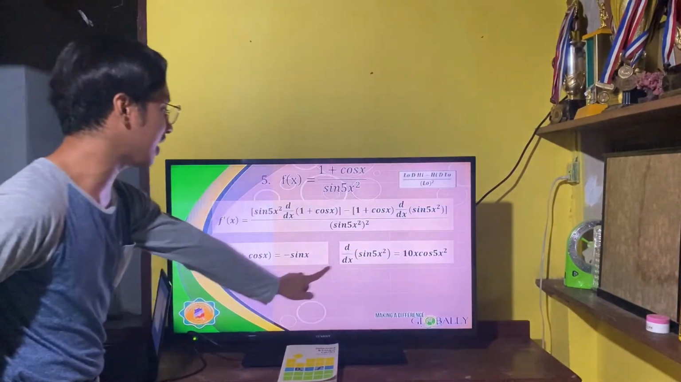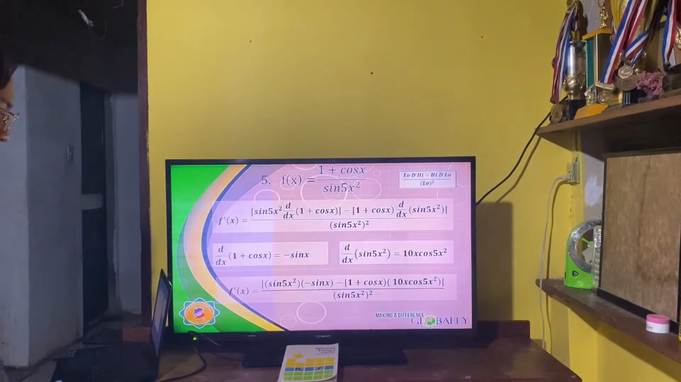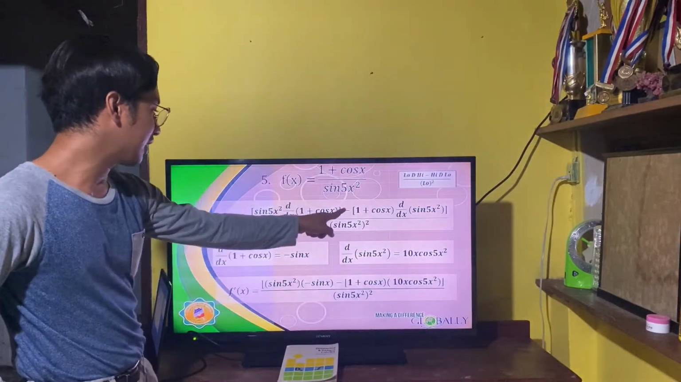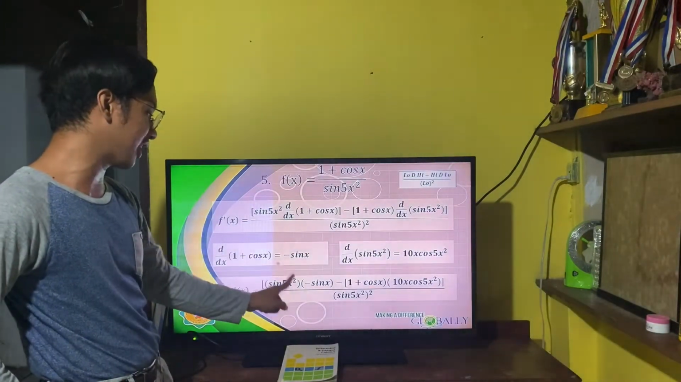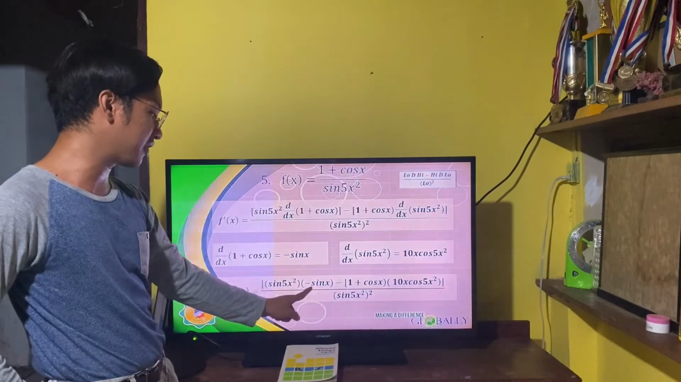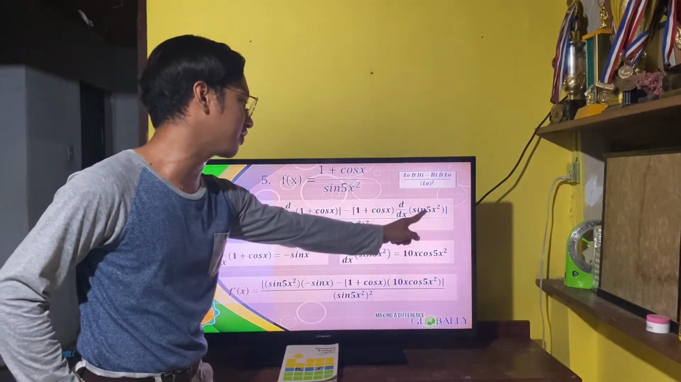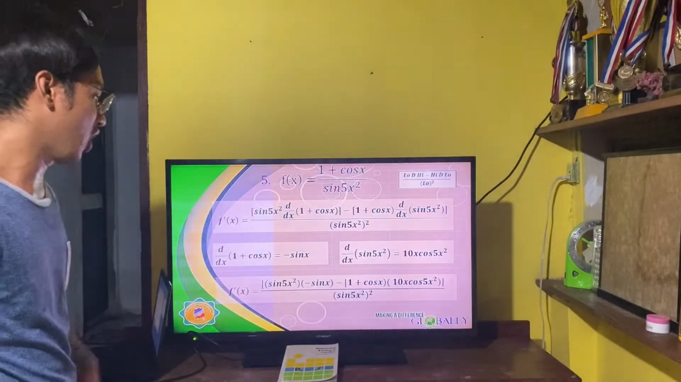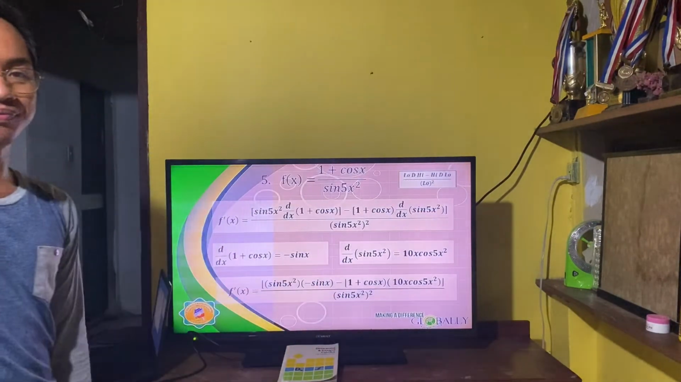So we are now ready to solve this. So f prime of x now is equal to sine 5x squared, we simplified this a while ago by solving the derivative of 1 plus cosine x, where we get the value negative sine x, minus 1 plus cosine x, and the derivative of sine 5x squared is 10x cosine 5x squared, all over sine 5x squared raised to 2.